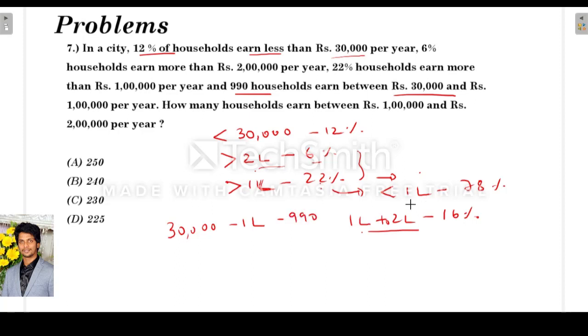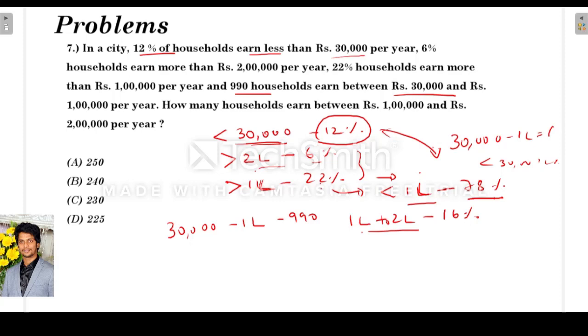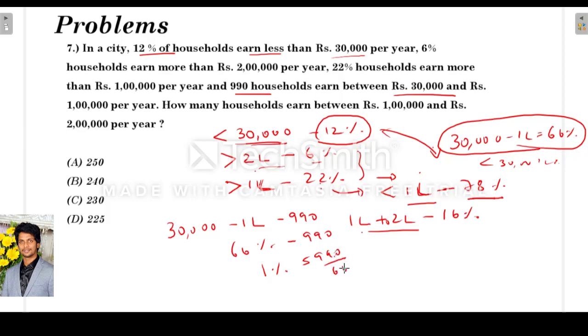So here we can see less than 1 lakh, 78% are earning. And in that 12% earns less than 30,000. So with these two we can say that less than 1 lakh, 78% are there, but less than 30,000, 12% are there. So between 30,000 and 1 lakh, 78 minus 12 means 66% will be there. This 66% they are given as 990. So from this 1% will be 990 by 66, which is 15. So the 1% corresponds to 15 here.